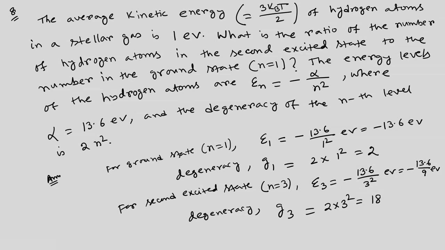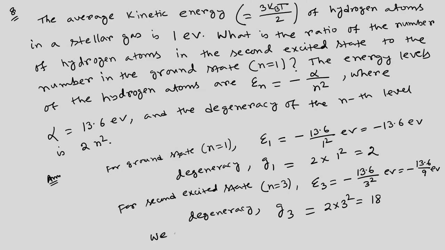And what we need to calculate? We need to calculate the ratio of the number of hydrogen atoms in the second excited state to the number in the ground state. So, we need to calculate the value of N3 by N1, where N3 is the number of hydrogen atoms in the second excited state and N1 is the number of hydrogen atoms in the ground energy level.